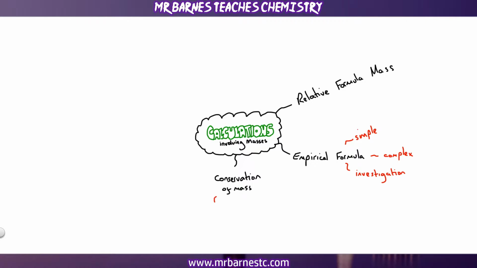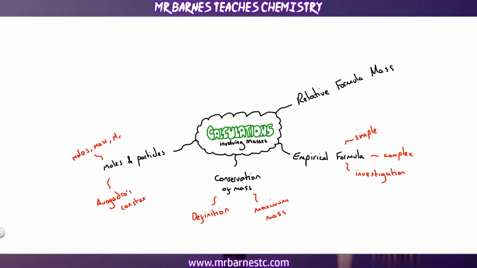Conservation of mass. So what is conservation of mass, and how can you work out the maximum mass when you're given the masses of reactants or products? Moles and particles. How can you work out the moles, and from that how can you work out the particles using Avogadro's constant? Concentration. So how can you convert centimeters cubed into decimeters cubed, and how can you work out the concentration in grams per decimeter cubed? And then for the higher paper, limiting reactants and stoichiometry.